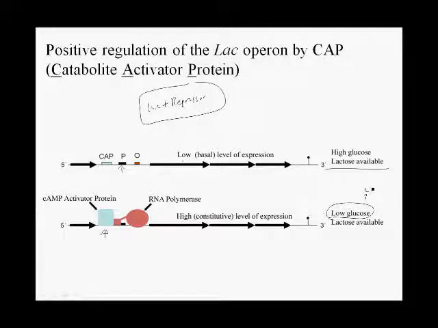It makes cyclic AMP, and then cyclic AMP will bind to CAP. The cyclic AMP CAP complex binds to the CAP site, which is close to the promoter, and then it recruits RNA polymerase to the promoter to initiate transcription. So here you have it, positive regulation by the CAP protein.